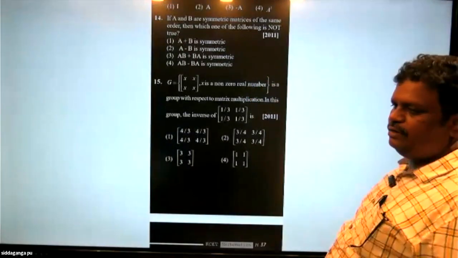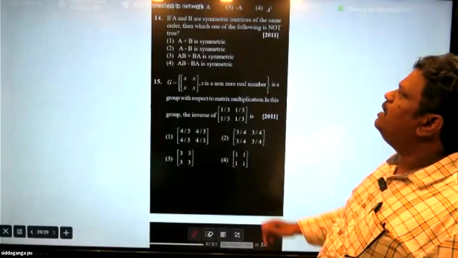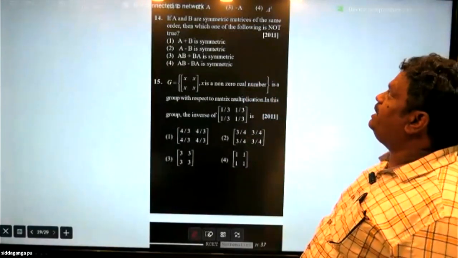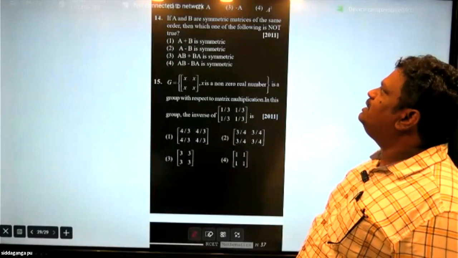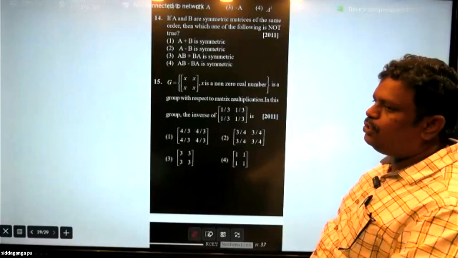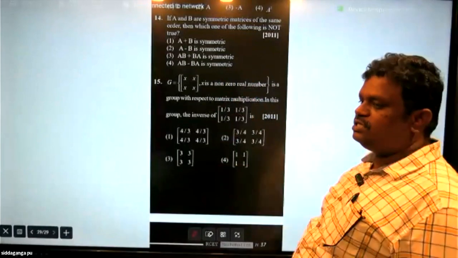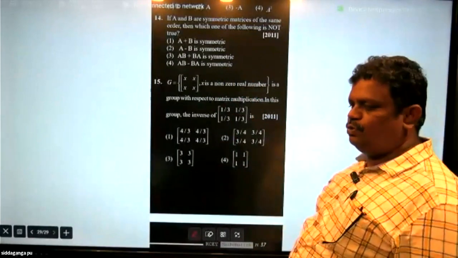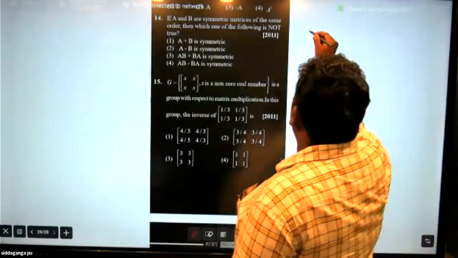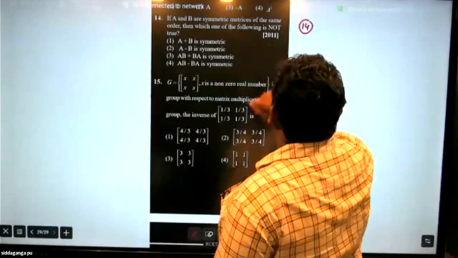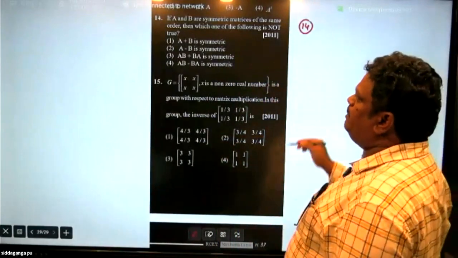So what have they given in question number 14? If capital A and capital B are symmetric matrices of the same order, then which of the following is not true? Yesterday also I solved this type of question in the last 5 minutes. What have they given in the data? A and B are symmetric matrices.